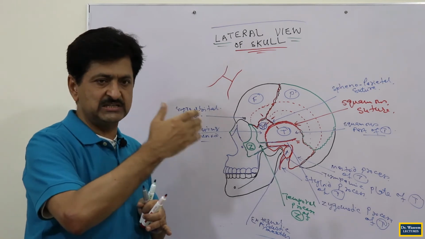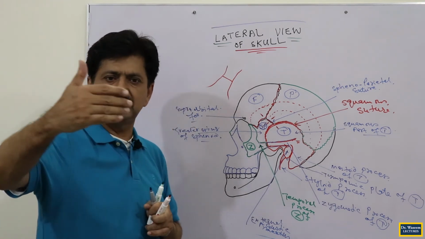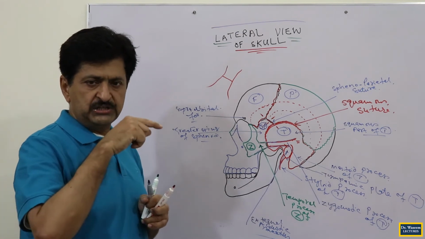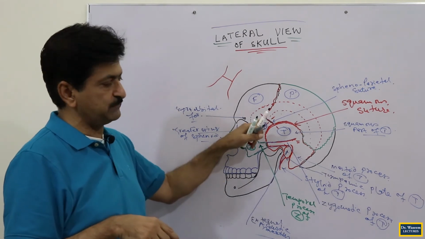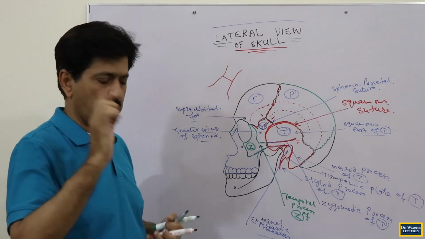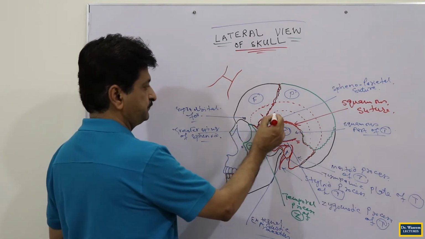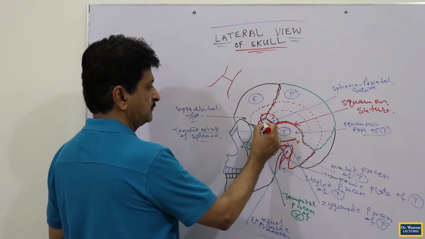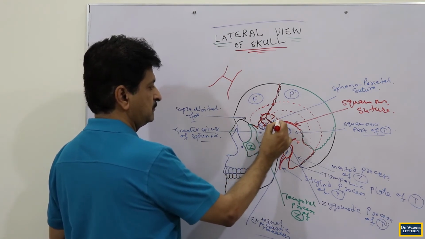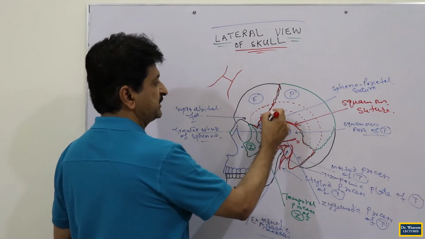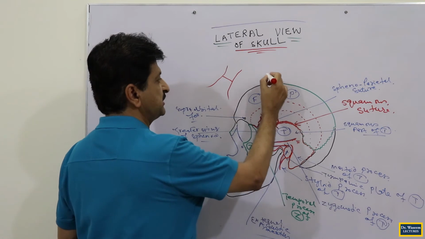And if you see this skull against the light, it will look translucent even. And that area where all these four bones join together, where this H-shaped suture is formed in the temporal zone, you call that area the pterion. Very important area. So this will be called the pterion. This is called pterion.